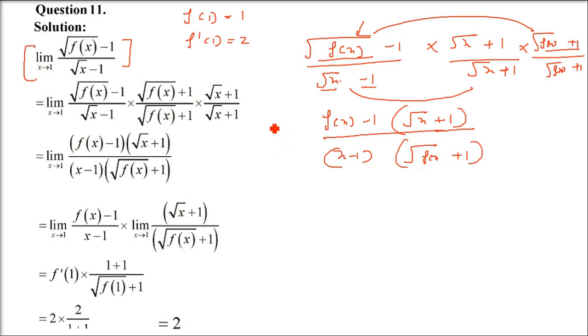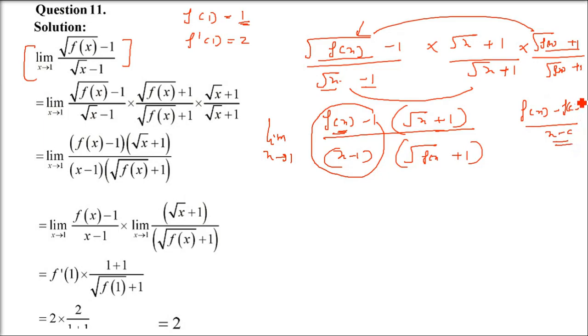Now you see here, this fx minus 1, when we apply the limit, please remember, we have done the first question, fx minus fc by x minus c is f dash c. But this 1 we can replace by f1. Why? Because in the question it is clearly said that f1 equals 1. So I am replacing this 1 by f1, because if you just apply the limit, it will be 1 minus 1 divided by 1 minus 1, and that will not solve our purpose.